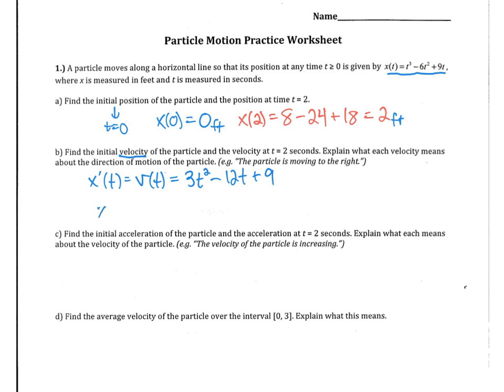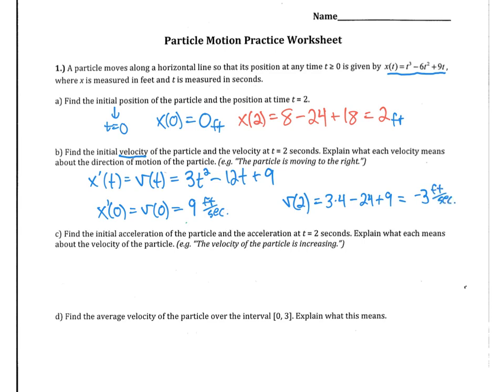For the initial velocity, we plug in 0 and we get 9 feet per second. And the velocity at time 2 gives us, let's see, 3 times 4 minus 12 times 2 is 24 plus 9. So 12 minus 24 is negative 12, and negative 12 plus 9 is negative 3. So negative 3 feet per second.